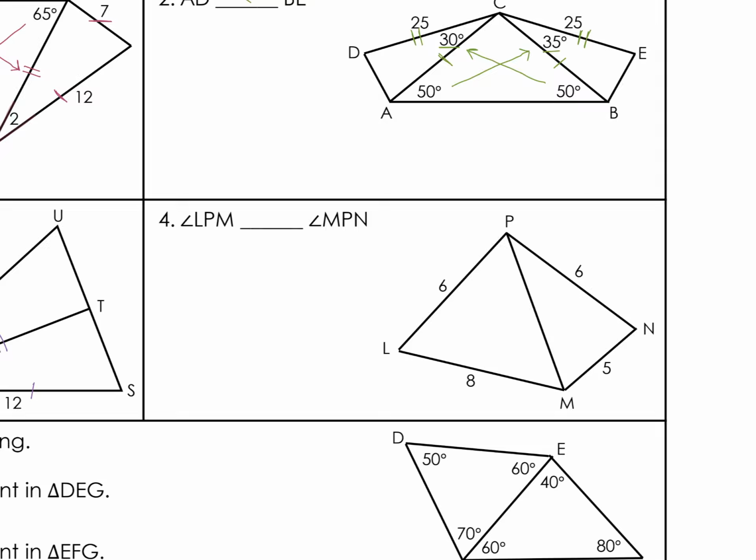In number 4, we're given that the 6 is congruent. Then we've got the reflexive property. One of the side lengths is 8, and the other is 5. So the angle opposite the 8, which is angle LPM, is going to be larger than the measure of angle MPN.